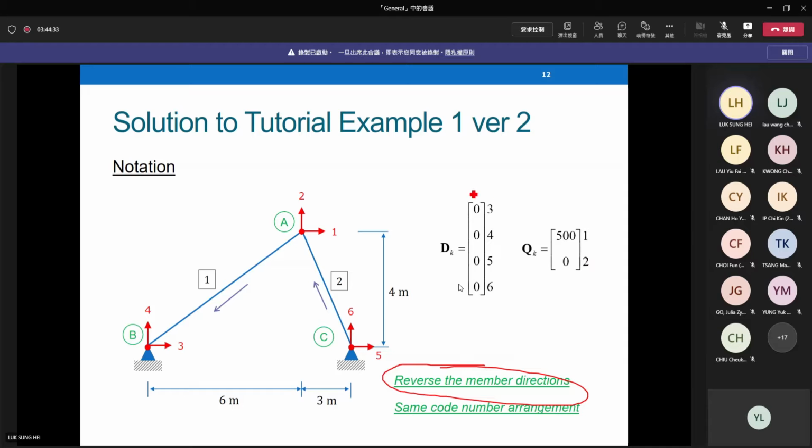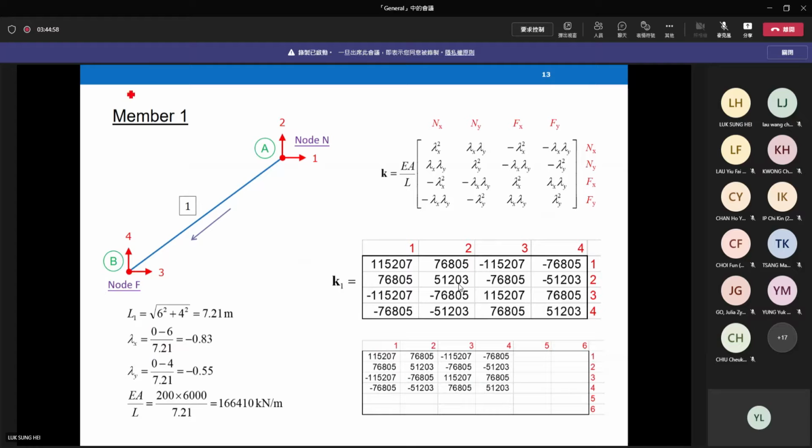At the beginning, we also put down the known force and known displacement, based on the given code number diagram. We keep the code number diagram, so there's nothing changed right here. Then things start to change if you reverse the member orientations. What happens if we reverse the member orientation? You will start to see some difference when you calculate the element stiffness matrix.